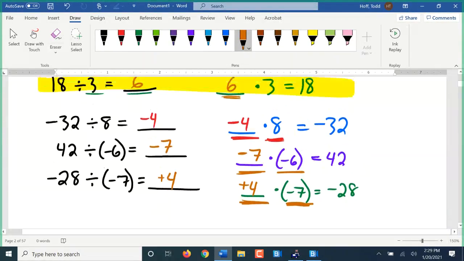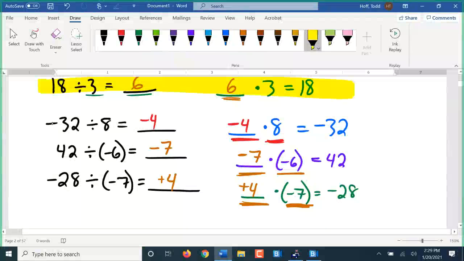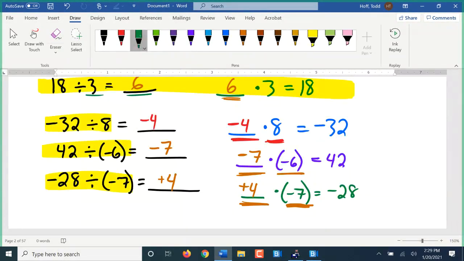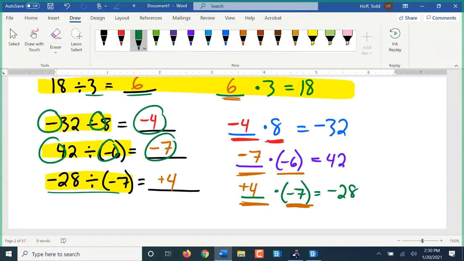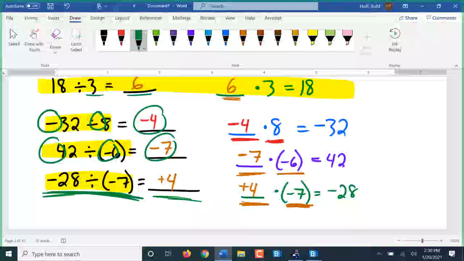Now you can see the reasoning is a little bit different, but the resulting pattern is the same as it was for multiplication. If I divide a negative by a positive, I get a negative. Or if I divide a positive by a negative, I get a negative. In other words, if I divide one of each, one positive, one negative, no matter what the order, I get a negative result. If I divide a negative by another negative, I get a positive. Just like I do when I combine them with multiplication.